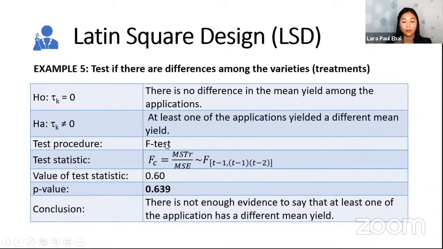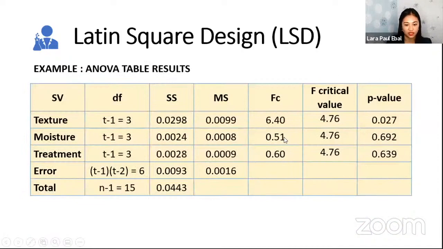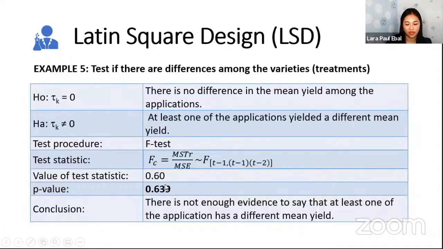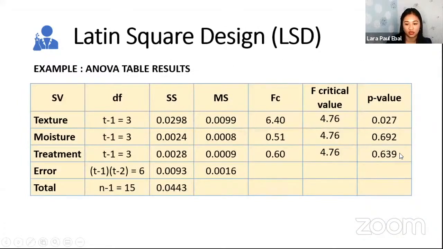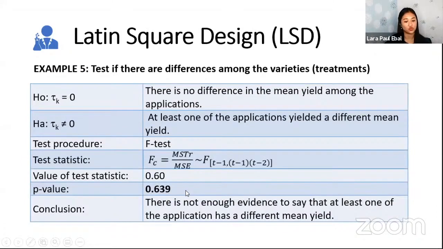Okay, then you can use again the F kapag na-satisfy yung assumption. And then you have this, okay, so I showed this to you already. And then the test statistic, we have 0.6, so this is actually the value here in the ANOVA table, 0.6. And then the p-value, if you use the R, the STAR, you can have this p-value, 0.639, and you can compare this to what? To the set level of significance, 0.05. So if 0.6 is greater than 0.05, therefore there is not enough evidence to say that at least one of the applications has a different mean yield. Okay, so wala na iba, among these three applications or three treatment levels.